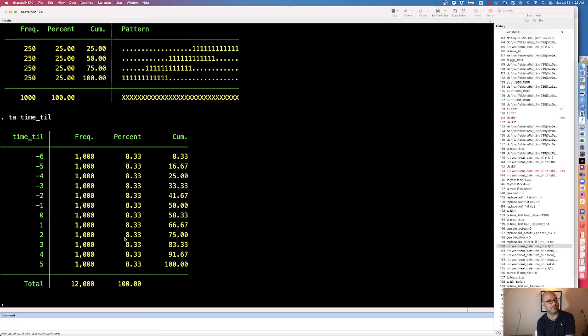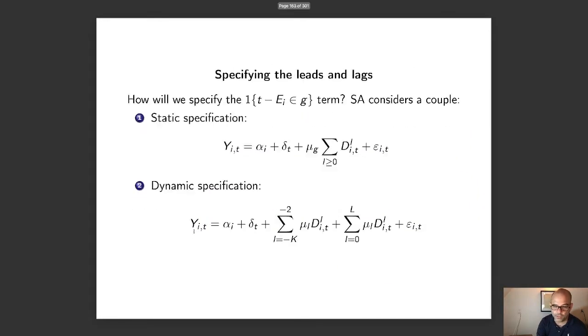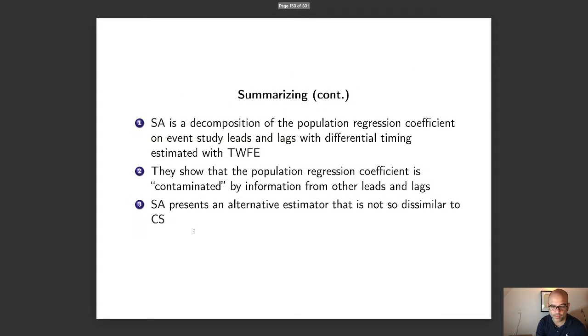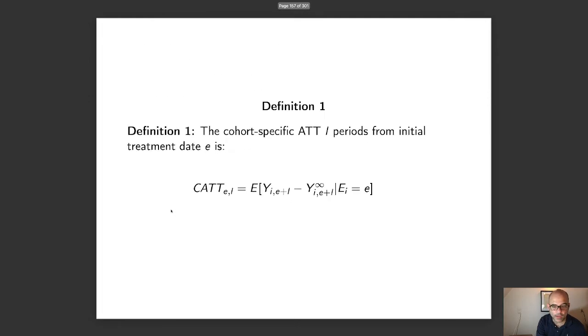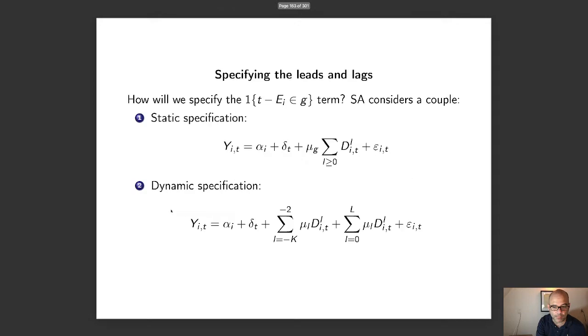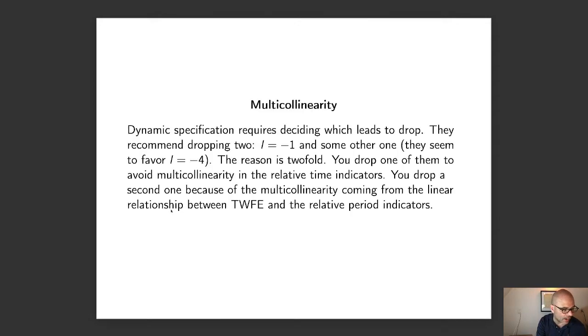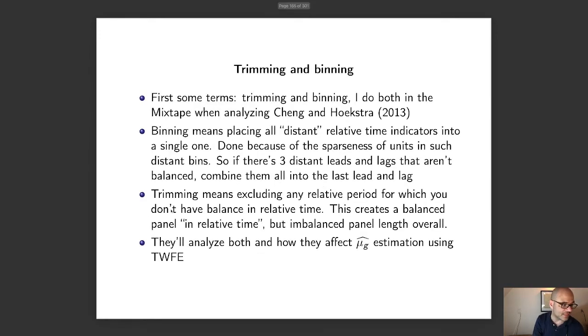This was not something that I was really thinking about when I was doing these differential timing designs. But other people were. You see it in Mark Anderson's paper when they make this plot. They appear to be binning. They appear to be dropping, trimming. A lot of people were doing it, but I never really thought about it. What I did usually was bin, and I did it mainly for aesthetic reasons.